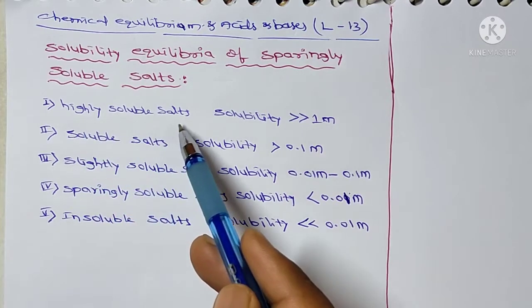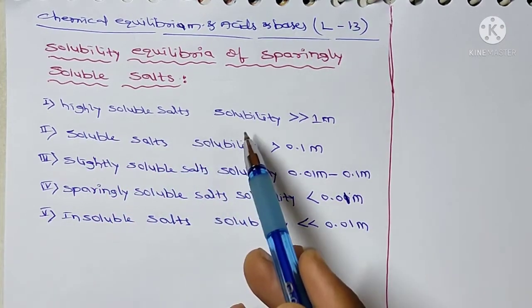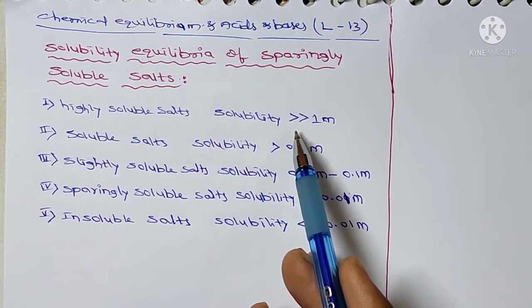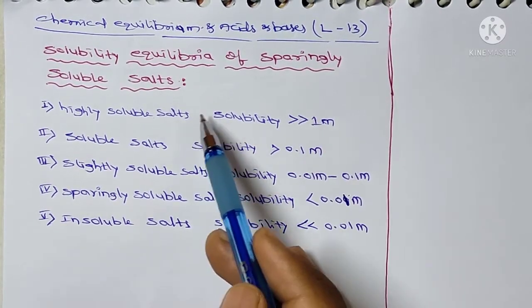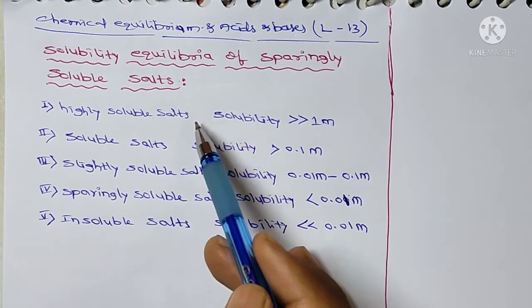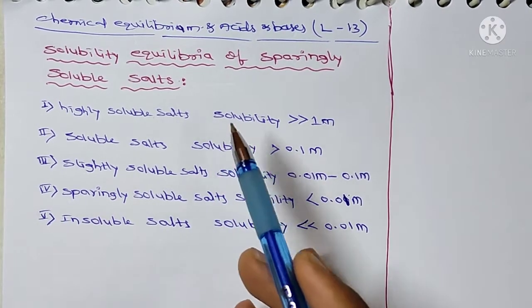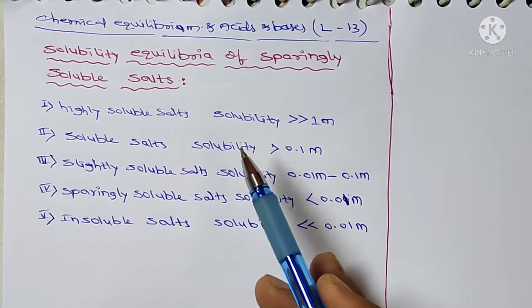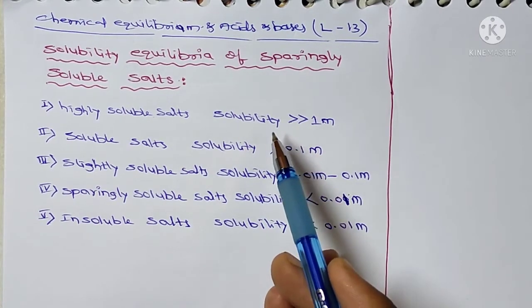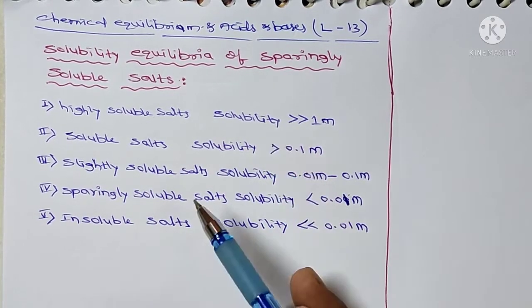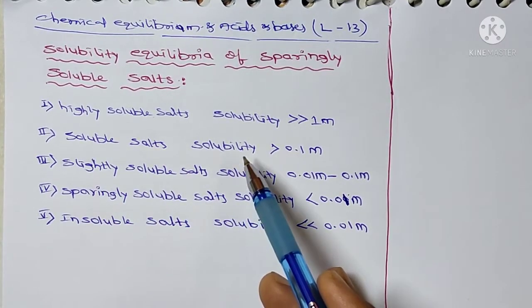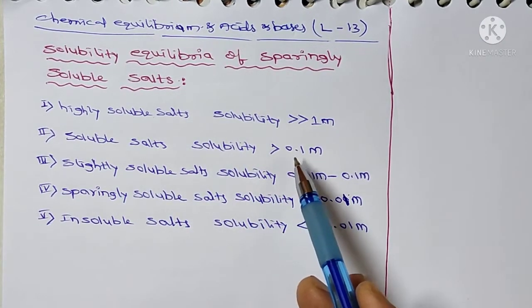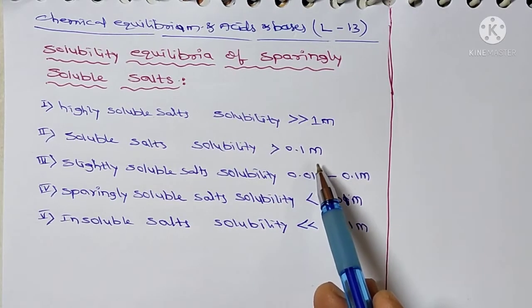Number 1, highly soluble salts. The solubility is much more than 1 mole per liter. These are also called hygroscopic salts. Hygroscopic means they absorb water vapor from the atmosphere. And second one, soluble salts. The solubility is more than 0.1 moles per liter.